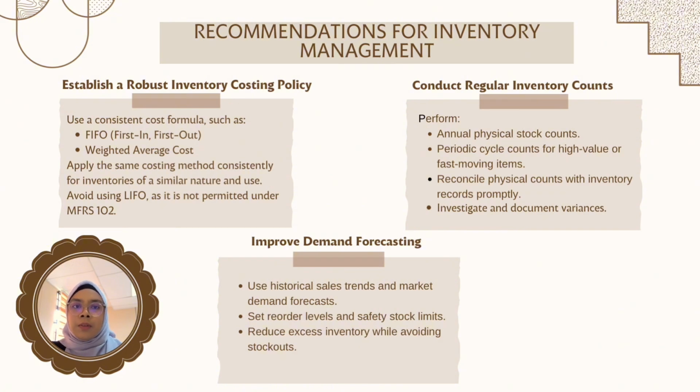Secondly, conduct regular inventory counts, by performing annual physical stock counts and periodic cycle counts for high-value or fast-moving items, and reconcile physical counts with inventory records promptly. And lastly, perform investigation and document variances. The third one is to improve demand forecasting by using historical sales trends and market demand forecasts, and set reorder levels and safety stock limits, to reduce excess inventory while avoiding stockouts.